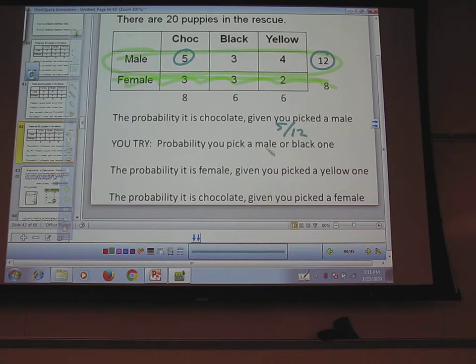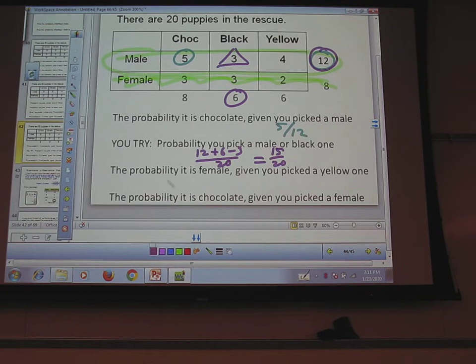Probability you pick a male puppy or a black one. How many males are there? 12. Black puppy, 6. But this 3 is getting counted in the 12 and the 6, so you have to subtract it out. 12 plus 6 minus 3 out of 20, which is 15 out of 20. Or you could have just added up those 4 spots. That's fine too.